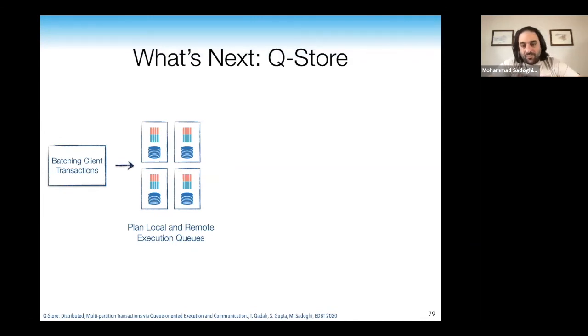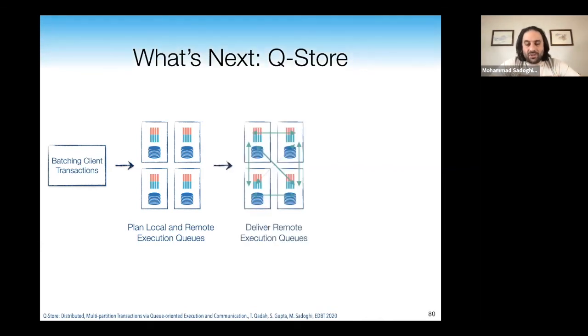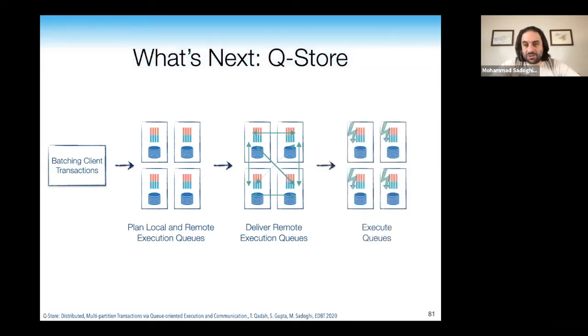This is something we developed and finally published last year. It's called QStore, which extends the idea of QCC to distributed transactions. Again, you batch transactions and you do internal planning, and you announce that planning before the planning actually gets started. So everybody gets a consistent plan with minimal coordination. And then internally, you go ahead and do your execution.